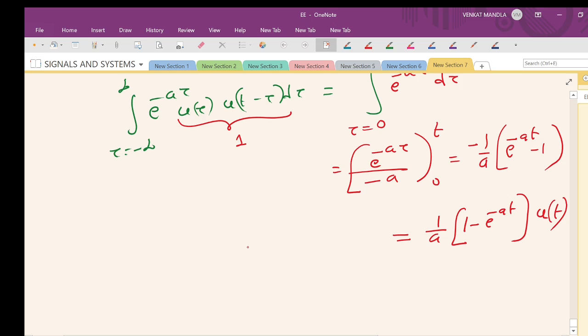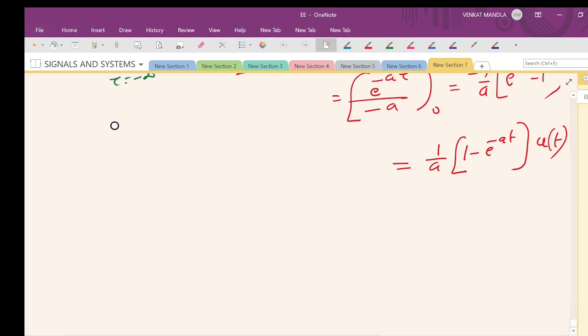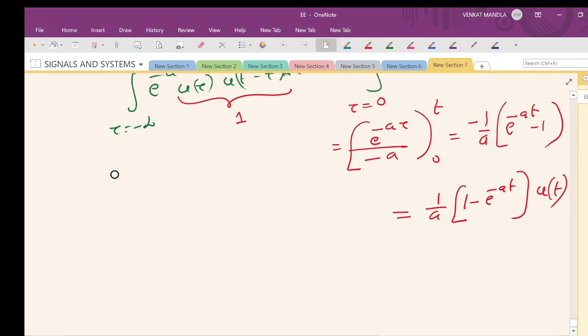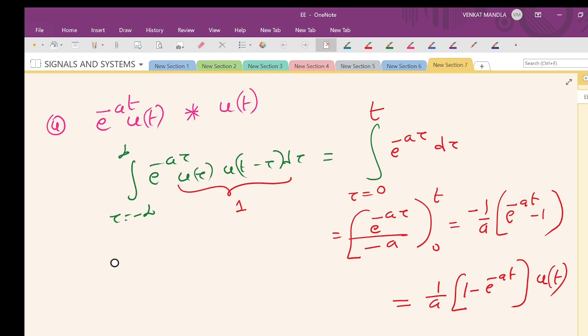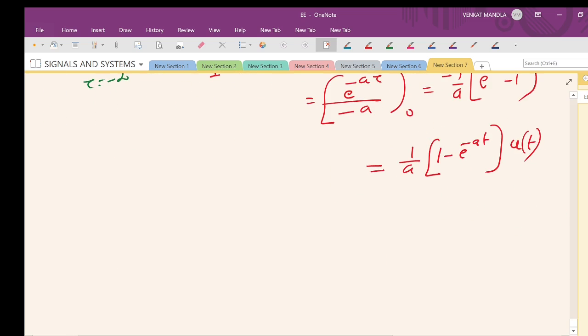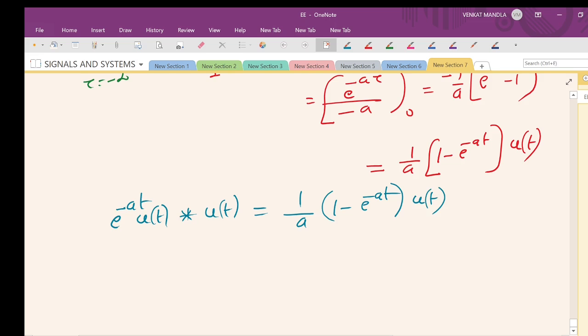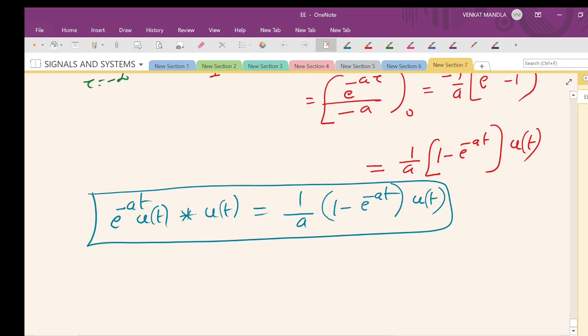You don't need to remember this; you can solve it in the exam if you get a question from this. If you get a question like this, you can derive it easily. You don't need to remember the formula. E power minus at into u of t convolution with u of t is 1 by a into 1 minus e power minus at into u of t. You don't need to remember this formula.